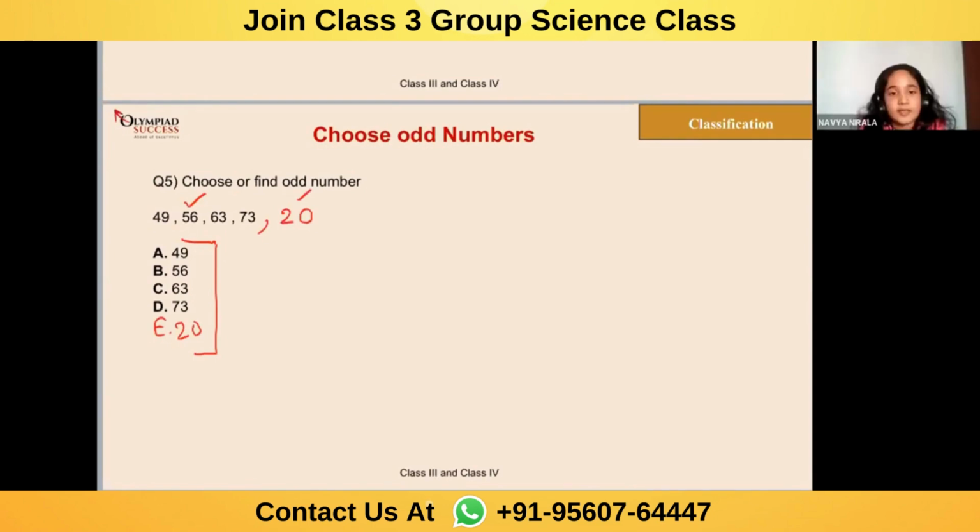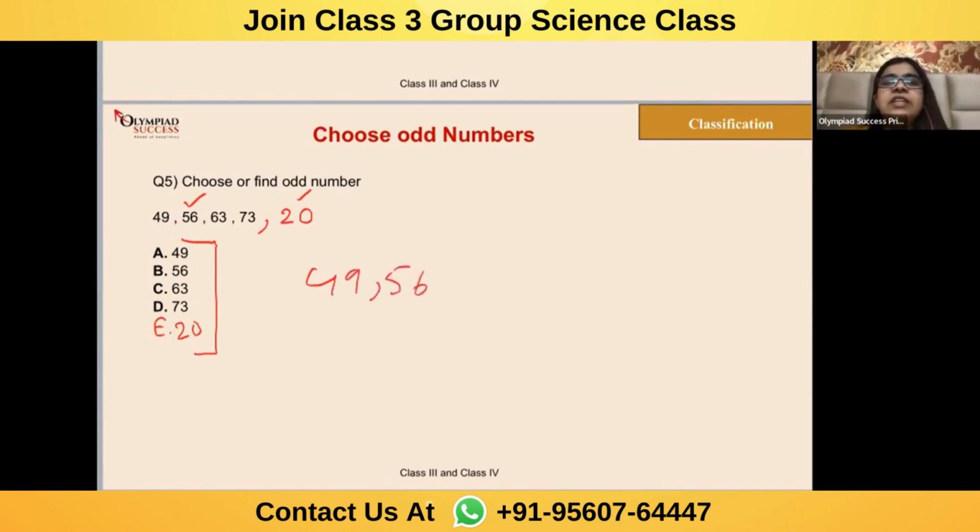Navya, say. Have you seen my answer? What is your answer? Ma'am, C 73. C is 63. Yes, ma'am, I mean that D only. D, 73. Well, that's the right answer because 49, 56, 63 and 20 are composite numbers.